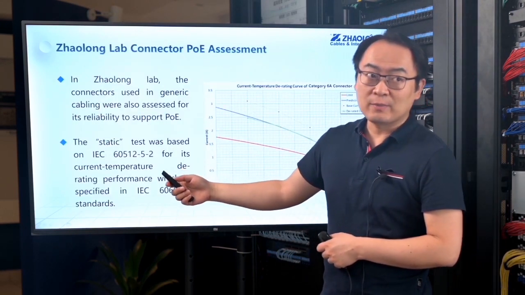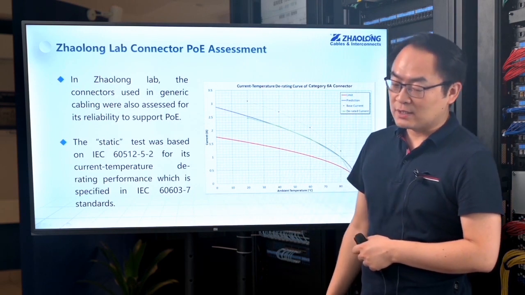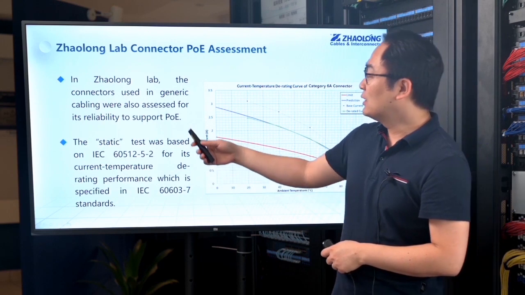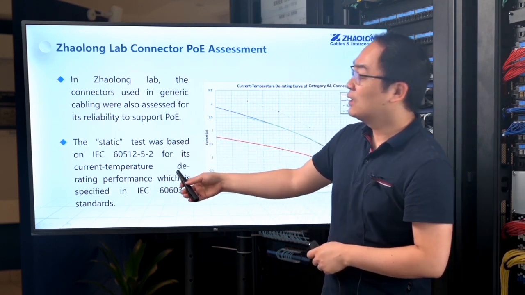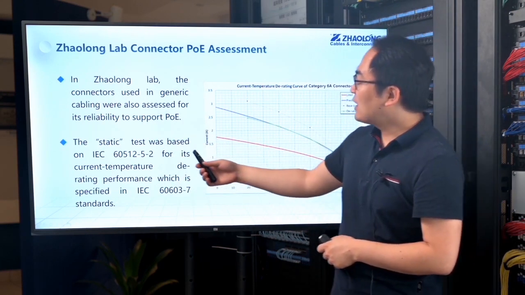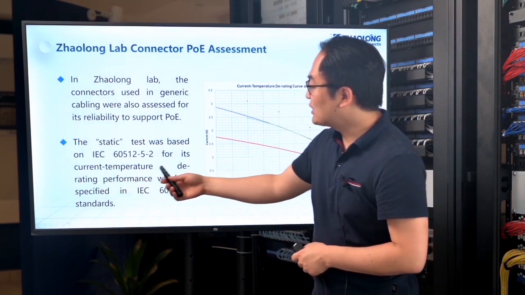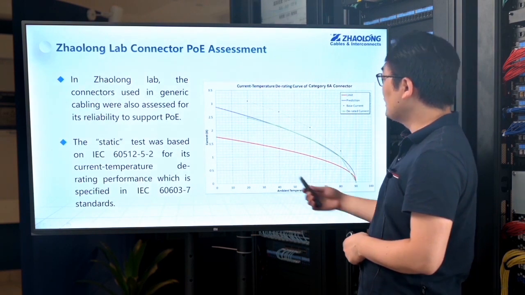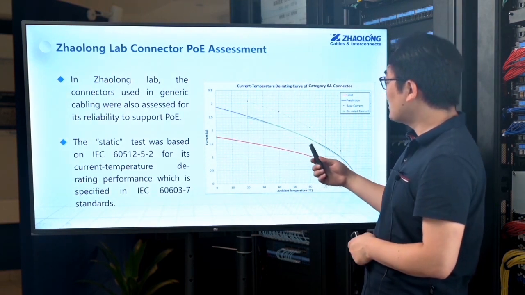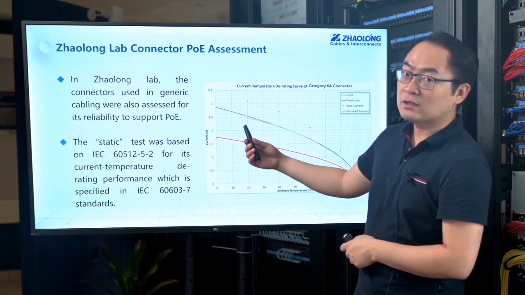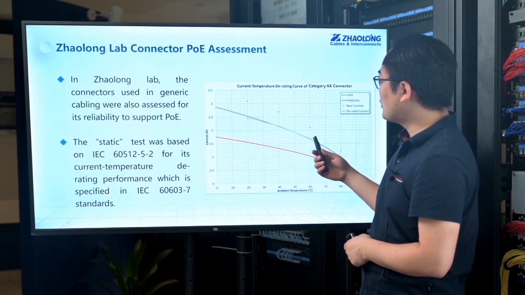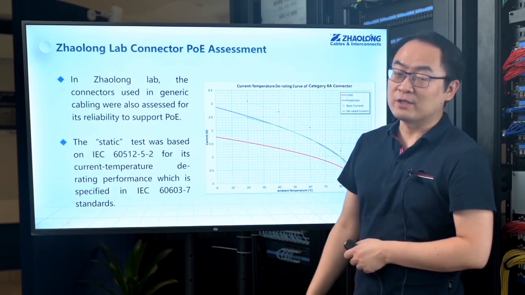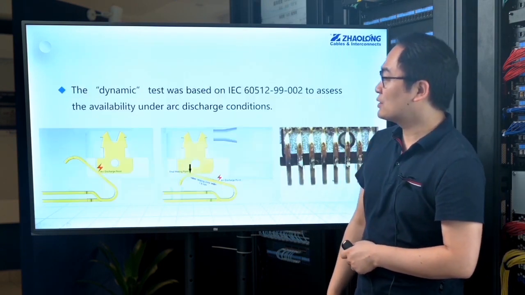Those are the cables. We still have to assess the connectors, which means your connectors still have to carry the same amount of current in the PoE environment. This kind of test is called the current temperature derating test. By giving different ambient temperatures, you can record the maximum current your connector can carry. Then you have to make sure your derated current exceeds the requirement, which means your connector is safe to use.